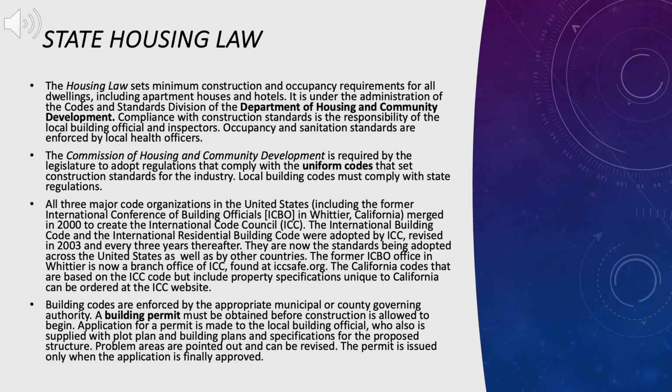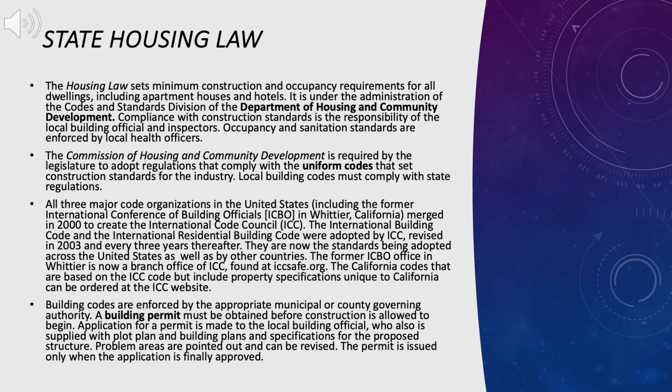Compliance with construction standards is the responsibility of the local building official and inspectors. Occupancy and sanitation standards are enforced by local health officers. The Commission of Housing and Community Development is required by the legislature to adopt regulations that comply with the uniform codes that set construction standards for the industry. Local building codes must comply with state regulations.